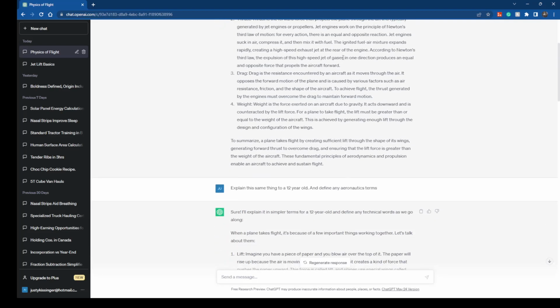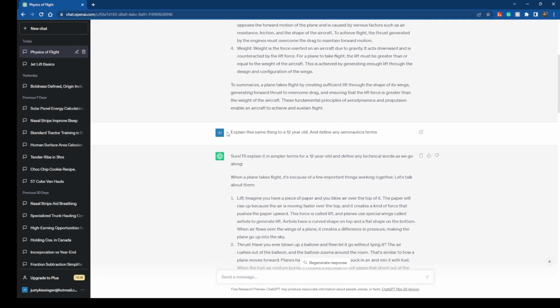I hope it does. So what I've done here, and you can phrase this however you want, I just use this for the most part because I like it. It provides me with the answers I want when I want to learn a new subject. Explain the same thing to a 12-year-old and define any aeronautics terms.